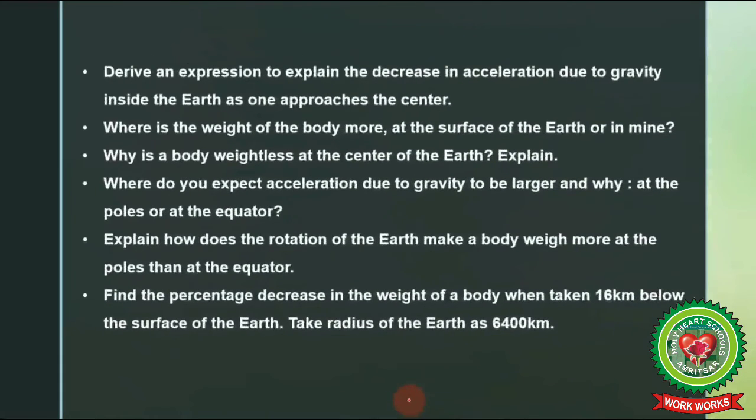Now, you are able to answer all these questions. Question number 1: derive an expression to explain the decrease in acceleration due to gravity inside the earth as one approaches the center. Here you have to derive the relation. Where is the weight of the body more, at the surface of the earth or in a mine? Next question is, why is the body weightless at the center of the earth? Explain.